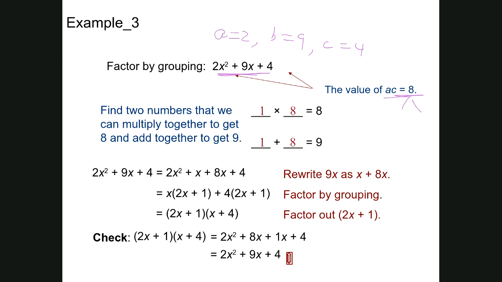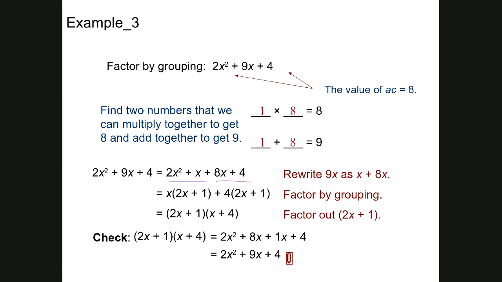And these 2 numbers added together should be 9. So if you think of 1 and 8, 1 plus 8 equals 9. And 1 times 8 is 8. So we will break down this 9x into 1x plus 8x. So break down this one into 1x plus 8x, that equals 9x in here. After you break this down, you will do the grouping, two and two together.